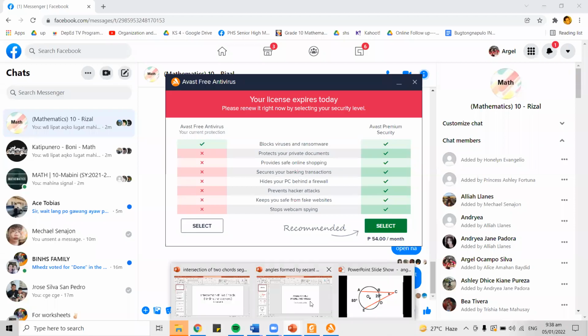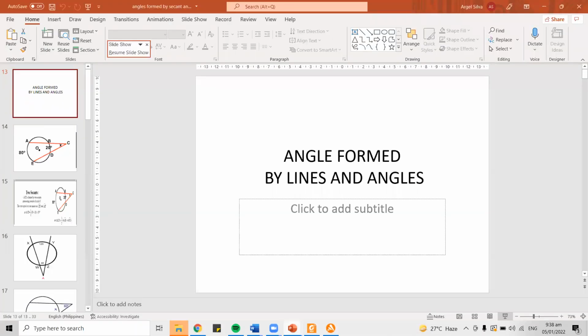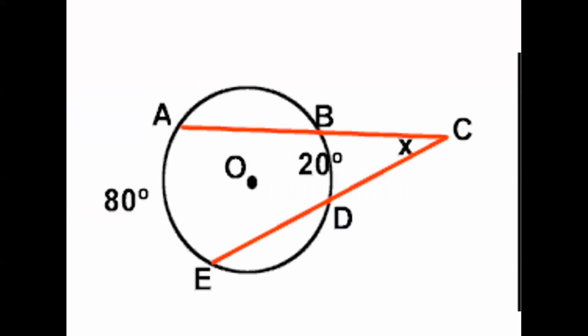Okay po, let me share my screen. Okay. Yan. Nakikita po ang screen? Yes po.